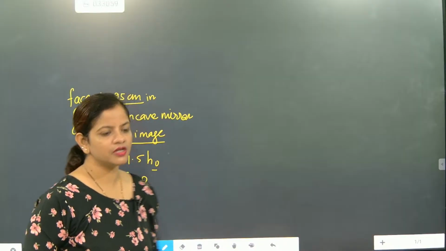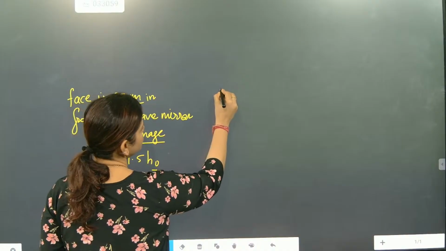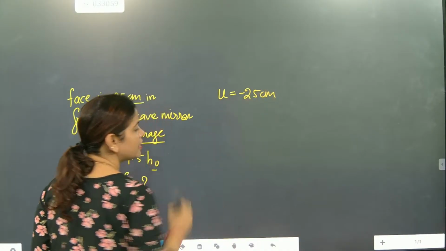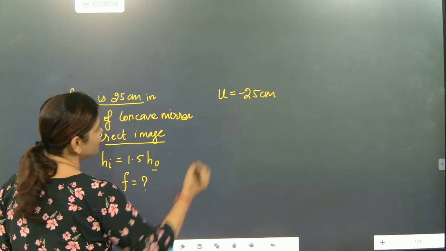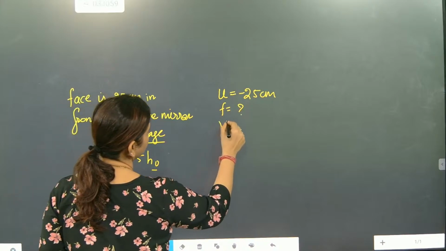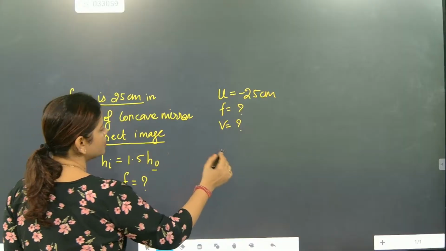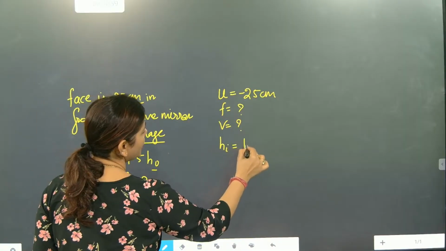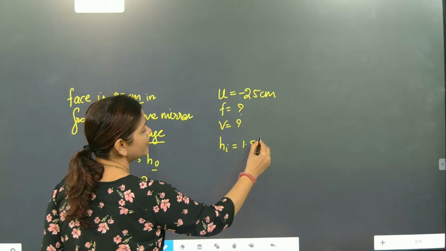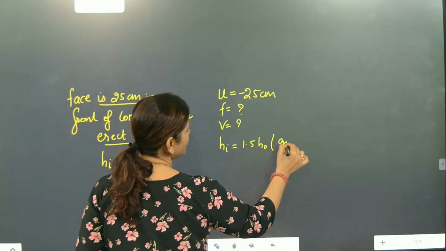First, our information. And that information is u. u is given as minus 25 centimeter. Understood? Second is, what is f? We don't know the focal length, we have to find that. v, we also have to find. But one by one. So now, what information is given here? The height of the image is 1.5 times the height of the object. This is the given information.